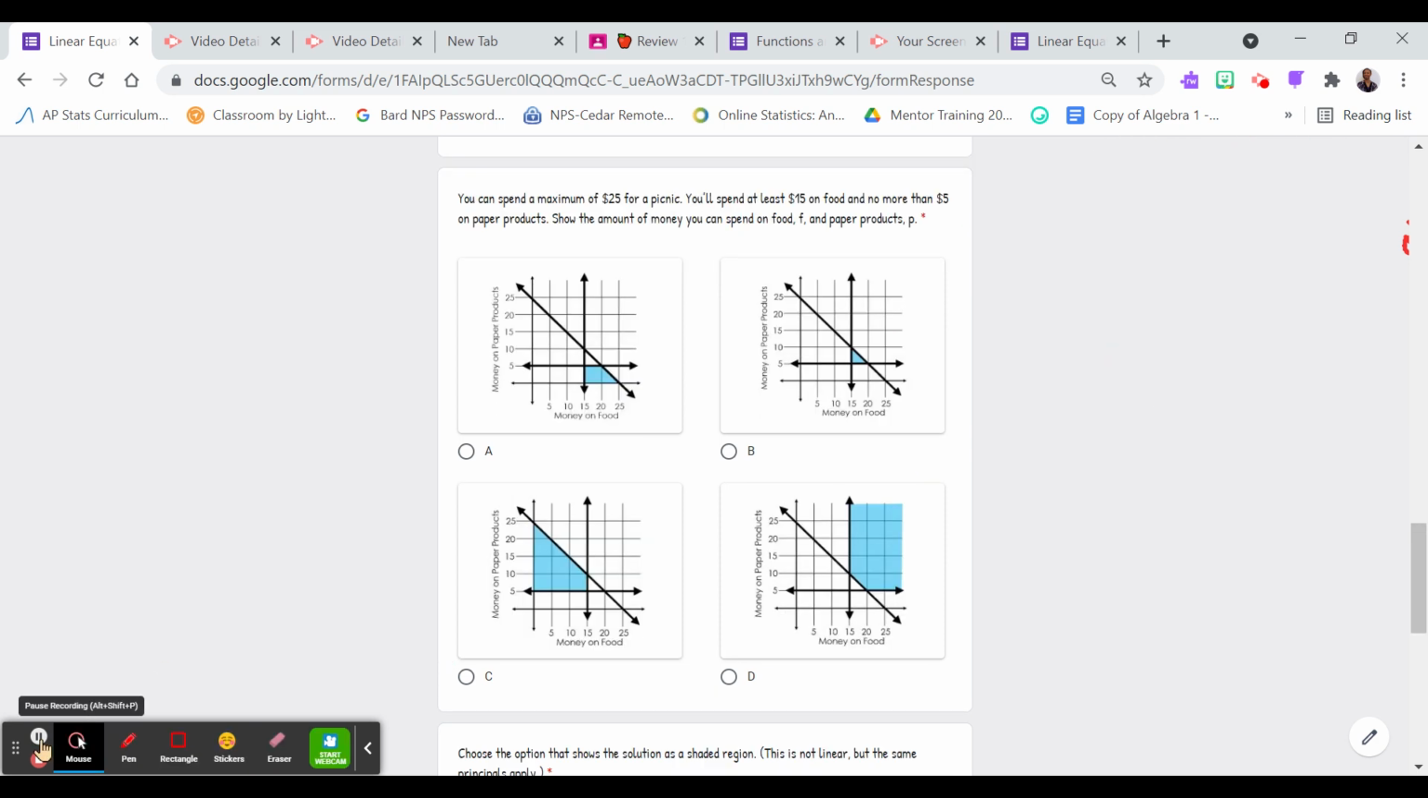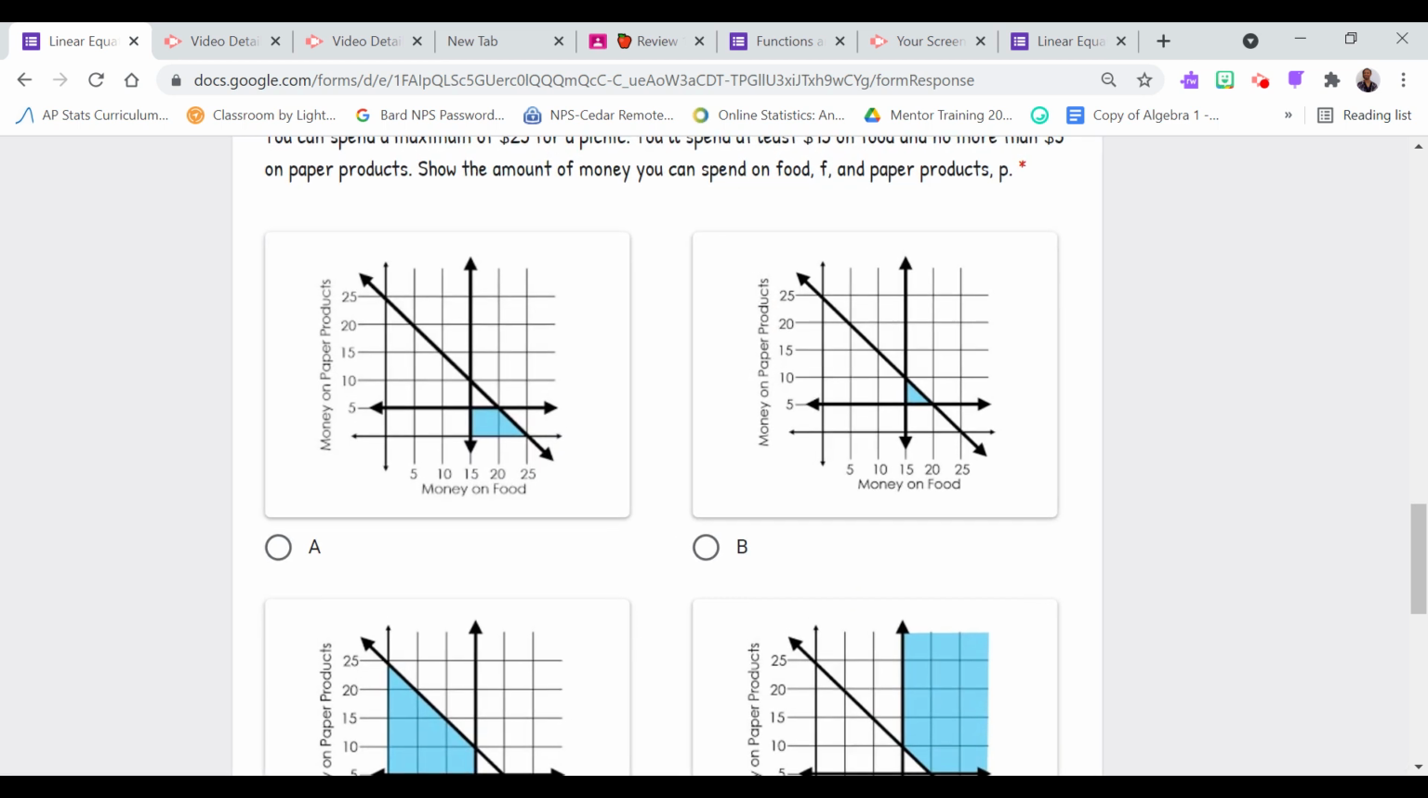Okay, so our next question. You can spend a maximum of $25 for a picnic. You'll spend at least $15 on food and no more than $5 on paper products. Find the amount of money you can spend on food F and paper products P. And we have some graphs here.